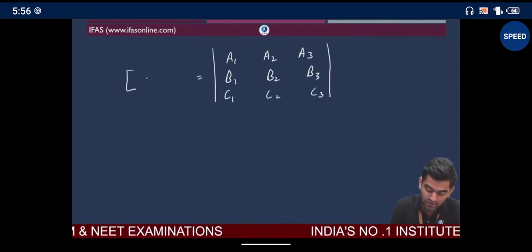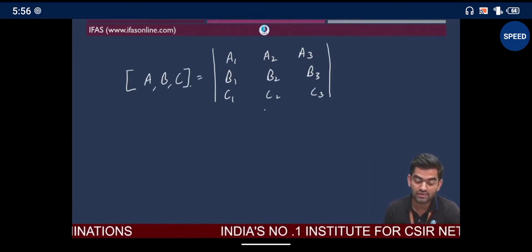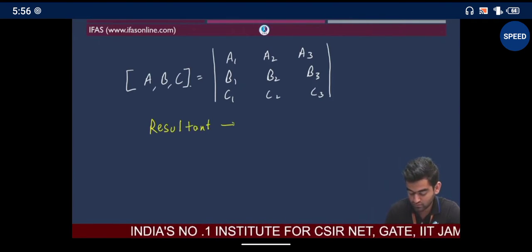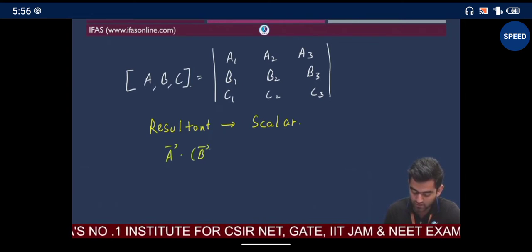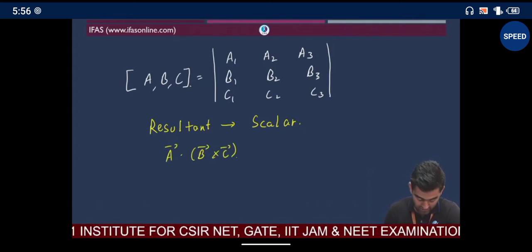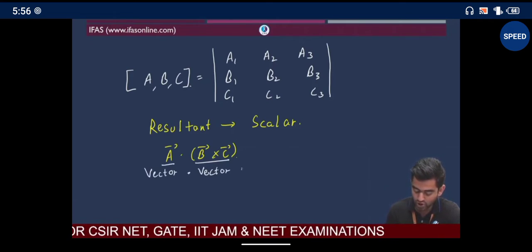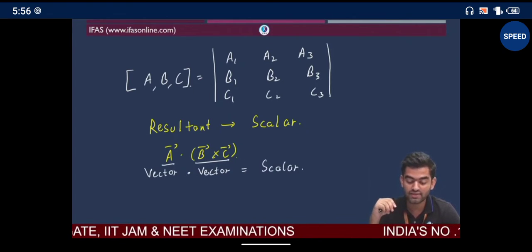This is the meaning of this particular symbol. So that's how the scalar triple product is done. The resultant of the scalar triple product is always a scalar quantity. As you can see, this is A dot B cross C. The B cross C will result in a vector quantity, and the dot product between A and that vector will result in a scalar quantity. Hence, the resultant of the scalar triple product is a scalar quantity.